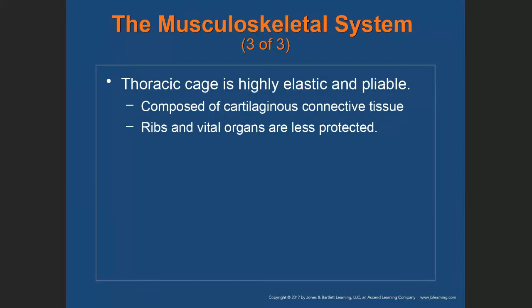The thoracic cage is highly elastic and pliable, composed of cartilaginous connective tissue. The ribs and vital organs are less protected. So because of how pliable and elastic their thoracic cage is, they are at a high risk for internal injuries.